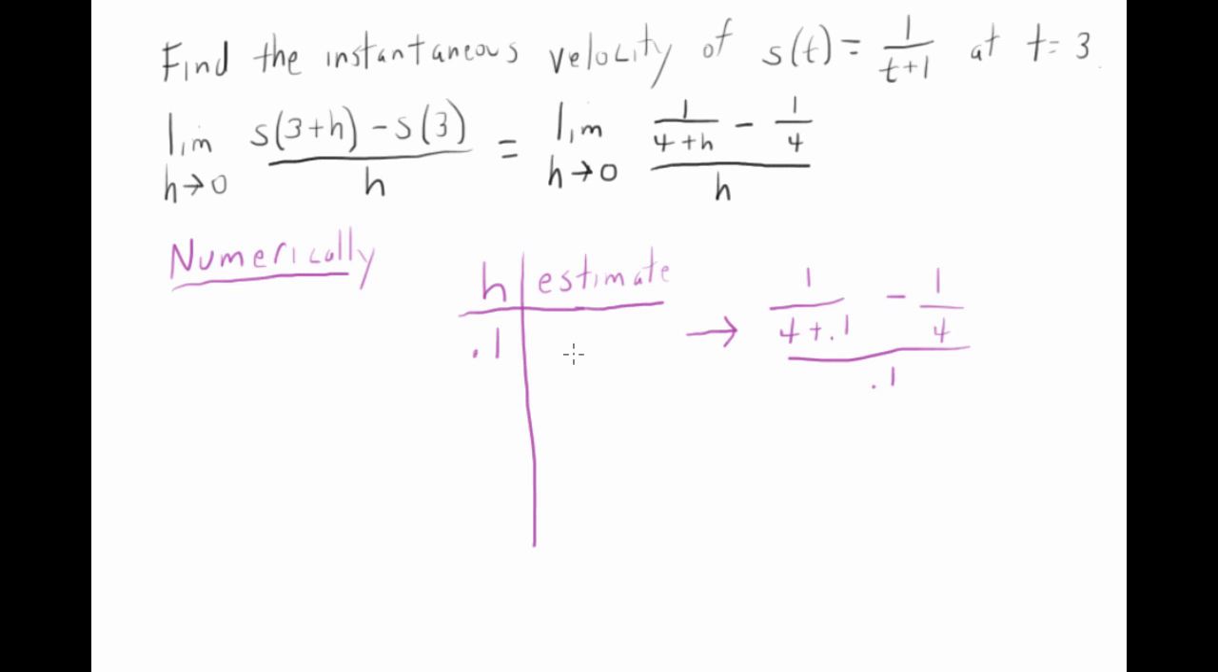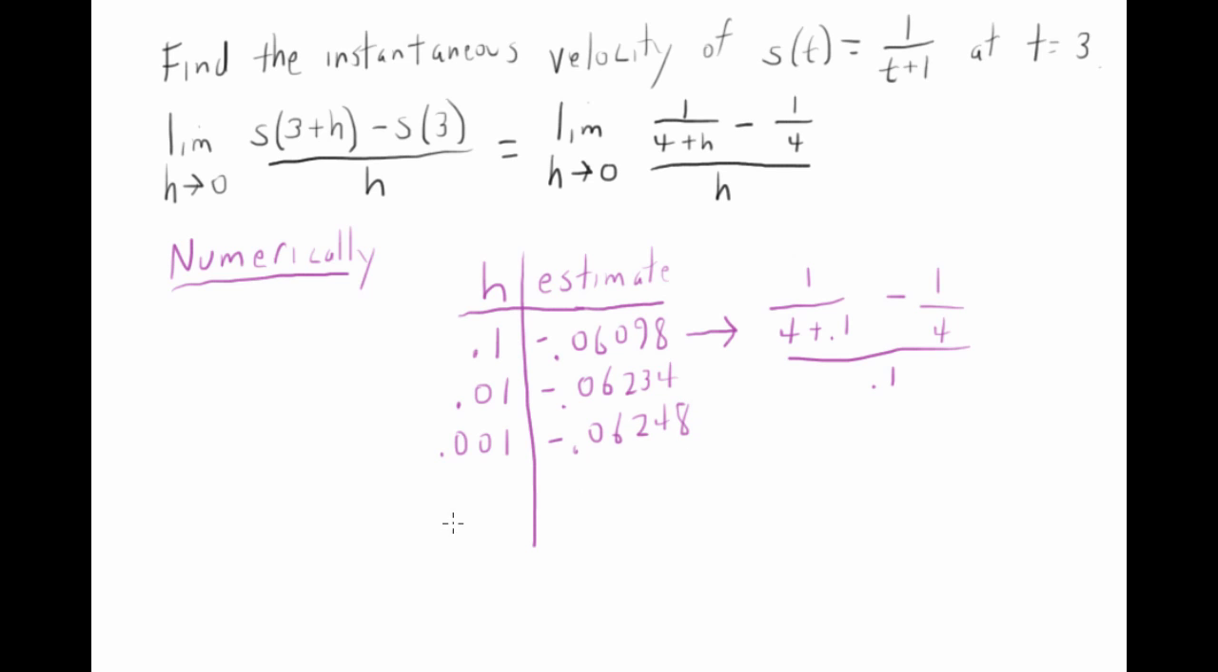You can set up your calculator in a table to do this, or you can just do a lot of calculations. But let's see, to 5 decimal places, I got negative 0.06098. Now, what we want to do is keep on doing this. So for 0.01, I got negative 0.06234. And for 0.001, I got negative 0.06248.